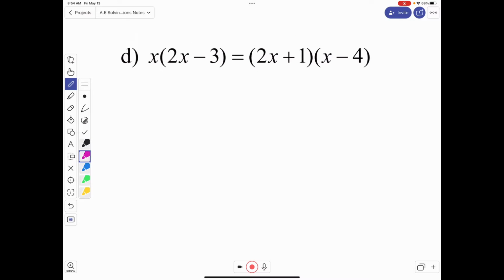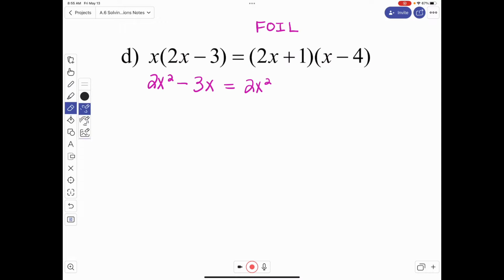All right, on this one. Now, you've got to simplify everything before you start combining. So get rid of all your parentheses. So x times 2x is 2x squared. And then x times 3 is 3x. Okay, over here, you got to multiply. So I like to do FOIL. Remember, FOIL, first, outer, inner, last. So 2x times x is 2x squared. And then 2x times negative 4 is going to be negative 8x. 1 times x is 1x. 1 times negative 4 is negative 4.